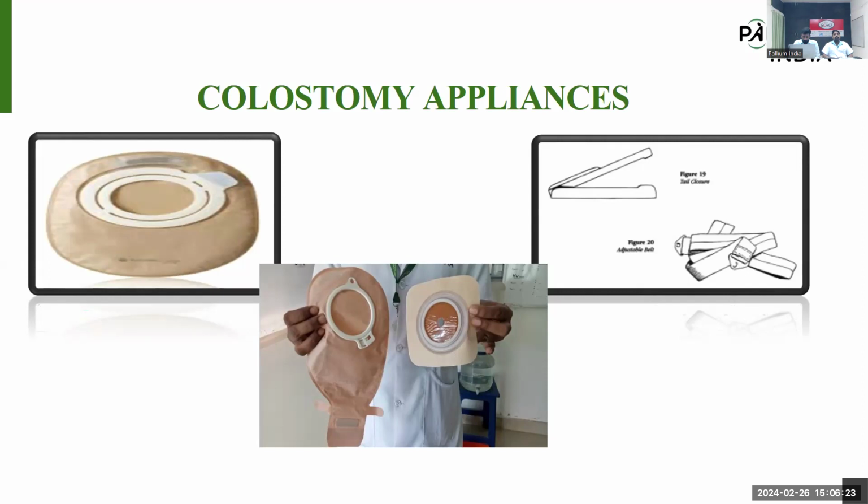The second one is the two-piece method. Two-piece method means the face plate or wafer stays around the stoma, and the bag is separate. Whenever we need to change the bag, only the bag needs to be removed from the wafer or base plate, and we can attach a new one. Only when the base plate loses its adhesiveness around the stomal region do we need to remove the base plate. Until that time we can keep the base plate, and only the bag needs to be changed. That's the difference between the one piece method and the two piece method.